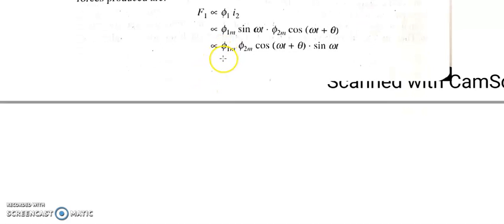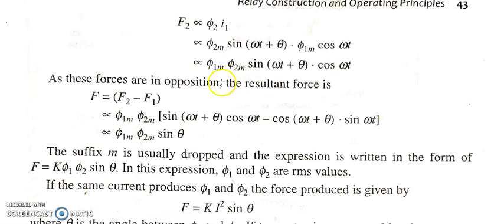One thing common in F1 and F2 is phi 1m as well as phi 2m. So phi 1m phi 2m, you can see, I have taken them outside of the bracket. Inside the bracket what remains is sin omega t plus theta cos omega t minus cos omega t plus theta sin omega t. So this is in the form of sin of A minus B: sin A cos B minus cos A sin B. So this is A and this is B, and this is A and this is B. So A minus B in this sense is omega t plus theta minus omega t. So omega t gets cancelled, what remains is theta, so it is sin theta. Hope you got this.